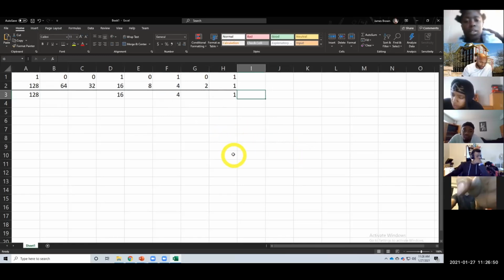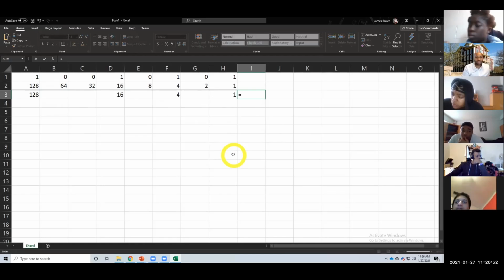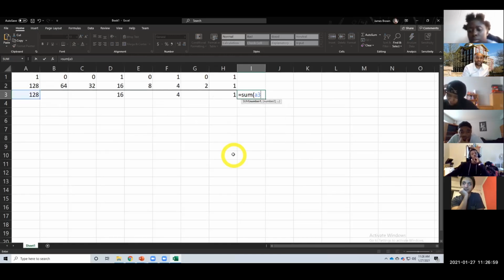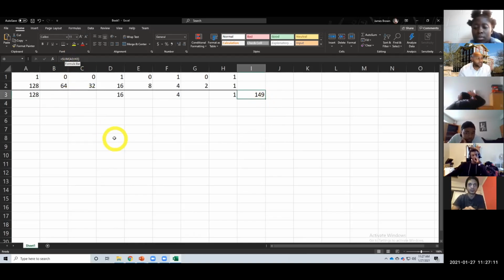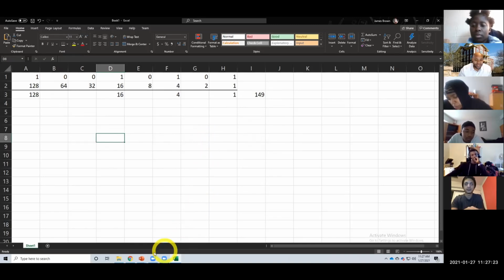And so this equals the sum of A3 through H3. 149. That was just an Excel summation equation. Everybody see how I got that? You good? Yes. All right, let's do the next one.